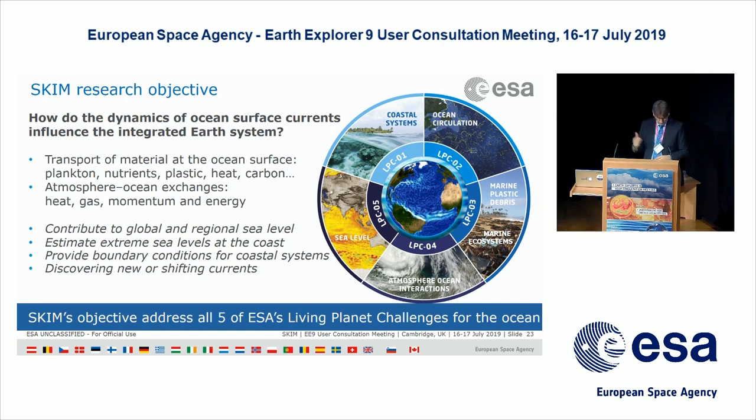The undersea ocean exchanges that were discussed by Jamie Shutter make up LPCO4, but SKIM can actually do more than these 2 targets, the undersea ocean exchange and the transport. SKIM can actually also contribute to sea level because SKIM contains a nadir altimeter, so it will contribute to coastal and regional sea level. And that's the LPCO5. And SKIM will also in many ways contribute to coastal systems. That's by providing offshore boundary conditions, among other things, for extreme sea level at the coast, and also for ocean circulation models and other studies.